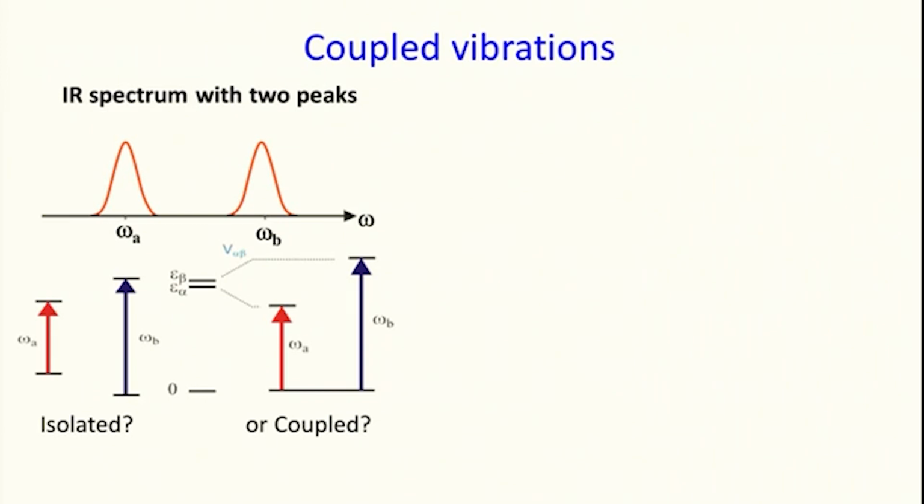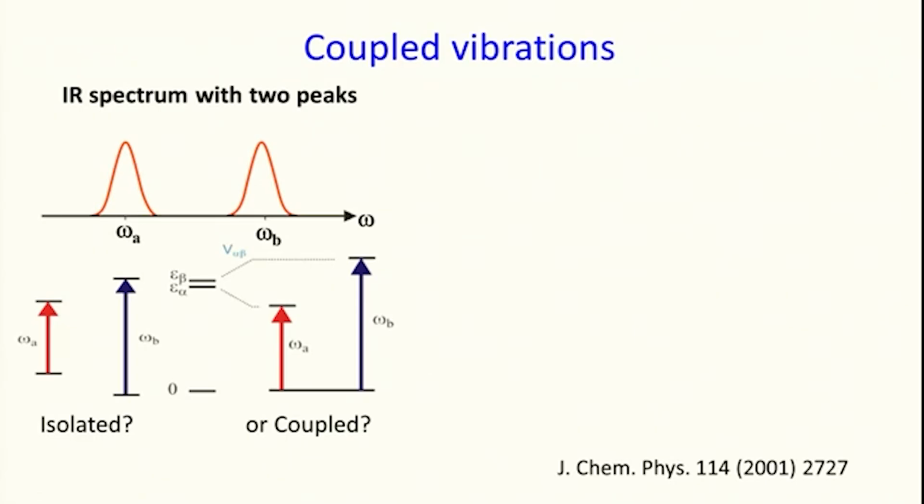In a coupled system, when you excite one vibration, energy can be transferred to the other. So, actually two quantum numbers are required, one for each oscillator. This is something we will elaborate upon later. So, looking at this spectrum, there is no way in which we can say whether we have a case of isolated oscillators or coupled oscillators.